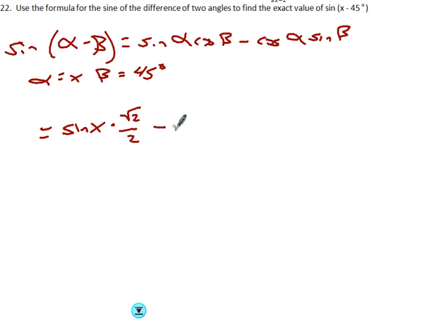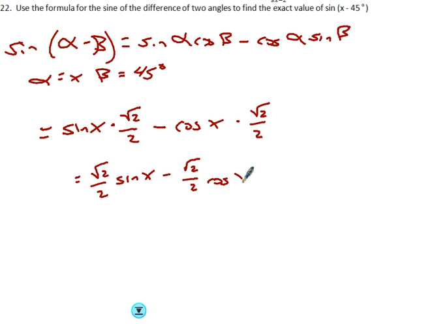So then we're going to subtract the cosine of alpha, and that's just the cosine of x. We can't really do much with that. Times the sine of beta. And the sine of beta, the sine of 45 degrees, is also the square root of 2 over 2. You might want to write the coefficient first. So this is equal to the square root of 2 over 2 times the sine of x minus the square root of 2 over 2 times the cosine of x.